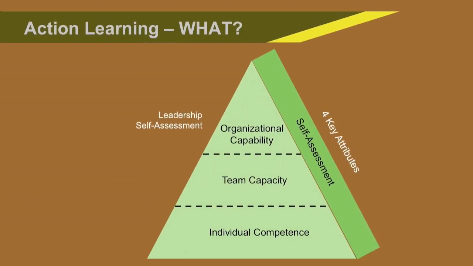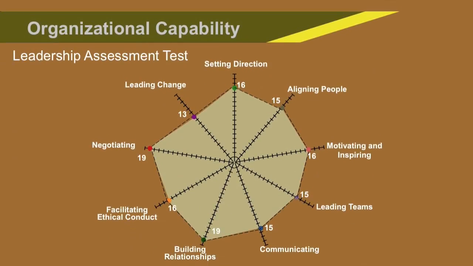And then after I'm done with my team capacity analysis, now I'm moving on to analyze my organizational capability by using the leadership assessment test. My highest scores are negotiating and building relationships. A high score of negotiating means that I confer with others to collaborate or reach an agreement. And a high score of building relationships means that I help a group of individuals with a common goal to work interdependently with each other.